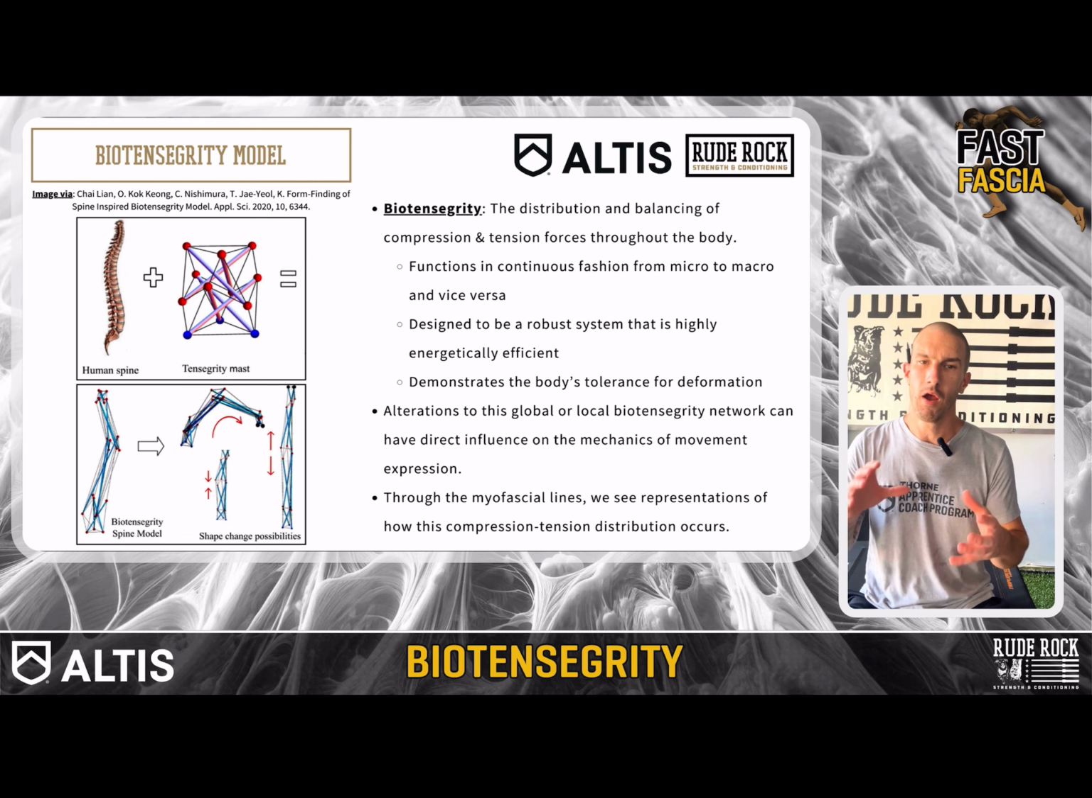The reason why biotensegrity is so commonly associated to fascial anatomy or fascial discussions is because of a lot of parallels between the two. We've talked about how fascia provides this three-dimensional continuum throughout the body. And when we look at a biotensegrity structure, we again see this distribution or trade-off of compression and tension. The important thing with this is how each component has a direct relationship or influence on the adjacent components.